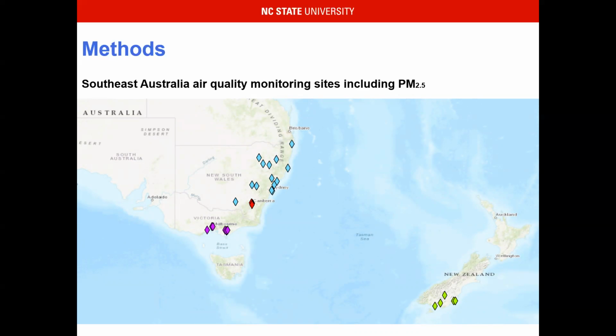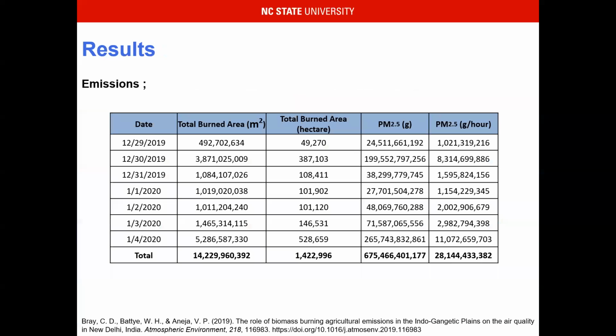To compare modeled and measured PM2.5, air monitoring site locations were determined and also added in ArcGIS. There are 4 different regions represented by 4 different colors, as you can see here. The red diamonds represent the Australian Capital Territory, ACT. The blue diamond represents New South Wales, NSW. The purple diamond represents the Victoria region, and the green diamond represents the New Zealand region for our monitoring sites.